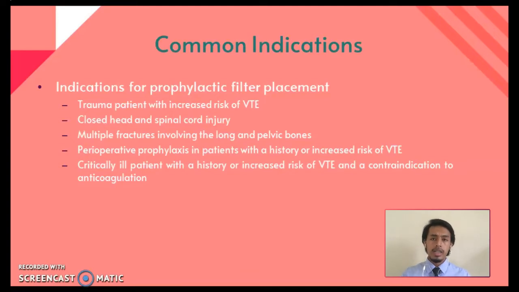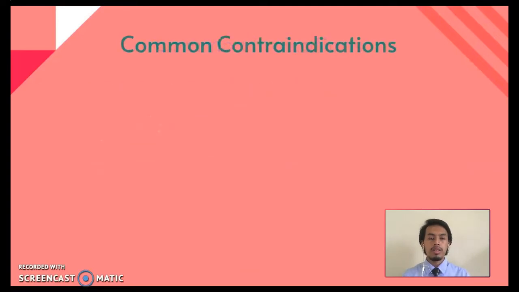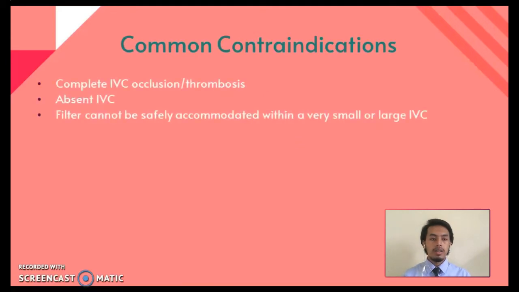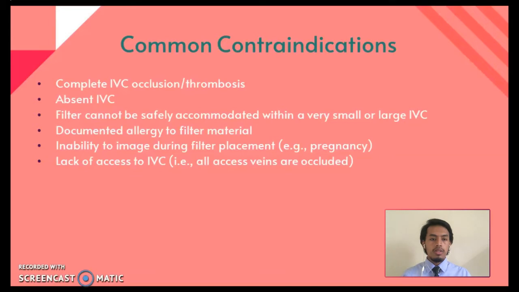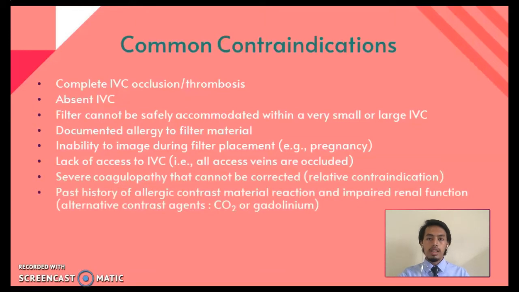So these are the common contraindications that can prevent some patient groups from undergoing this type of procedure. First of all, the IVC of the patient is completely occluded. With absence of IVC, the filter cannot be safely accommodated within a very small or a very large IVC. Documented allergy to the filter material, inability to image during the filter placement, lack of access to the inferior vena cava, which is when all the access veins are occluded, severe coagulopathy that cannot be corrected, and also past history of allergic contrast material reaction and impaired renal function. So in this case, the procedure can be performed using alternative contrast agents such as CO2 or gadolinium.